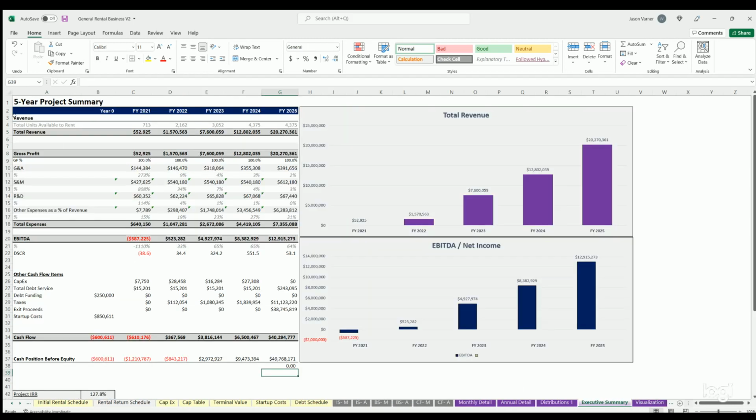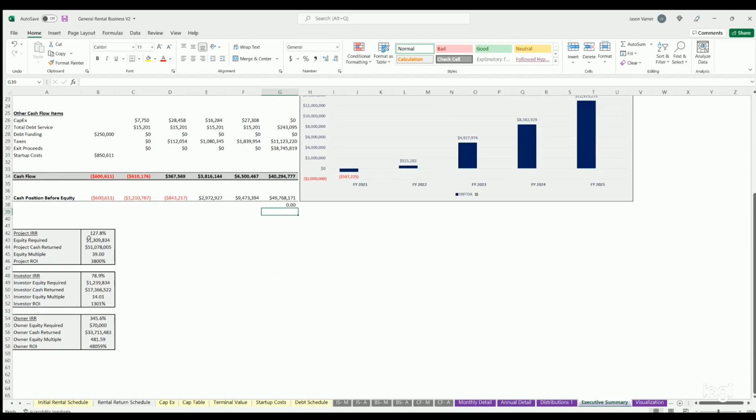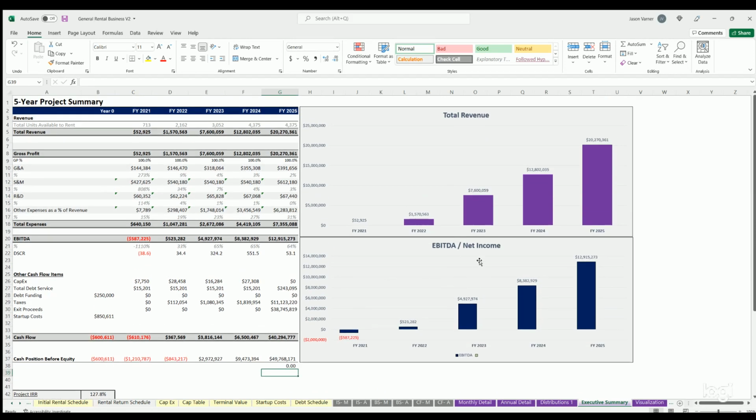Executive summary is just another high-level financial view, drives down to EBITDA and other cash flow items, kind of a consolidated view of everything, and then you've got some return metrics down here, as well as some visuals on revenue and EBITDA and net income. And this, I'm actually going to change to be more accurate, just to say EBITDA there.